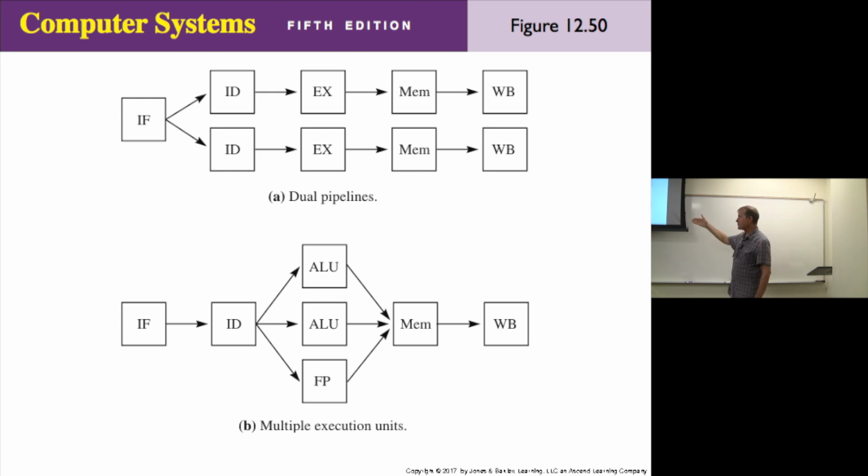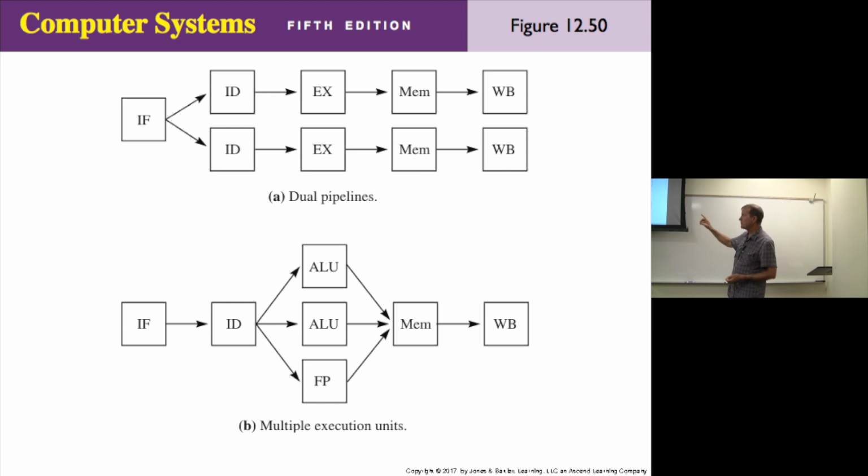Now, this next one, in part B, is what happens with multiple execution units. With multiple execution units, the idea is that the instruction execution is usually the bottleneck. And this is especially true with floating point processing. That is typically the bottleneck, the longest delay. So with multiple execution units, instead of duplicating the whole pipeline, you just duplicate the part that takes the longest. And here we have, just as an example, some generic ALU unit, another ALU unit, and FP is like a floating point unit. All right?